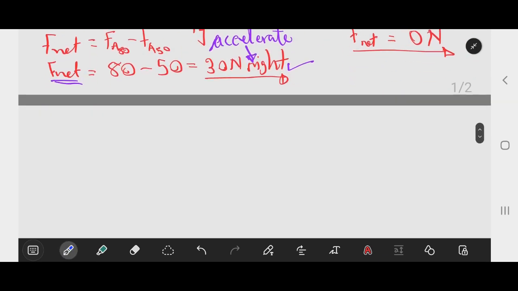But now we want to look at that acceleration, right? We want to check the magnitude of the acceleration. We have already determined the direction of the acceleration, that the acceleration will be in the direction of the net force. Okay, so now we want to check the magnitude of that acceleration. What affects the magnitude of the acceleration?